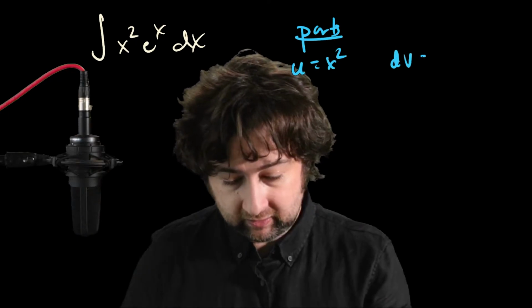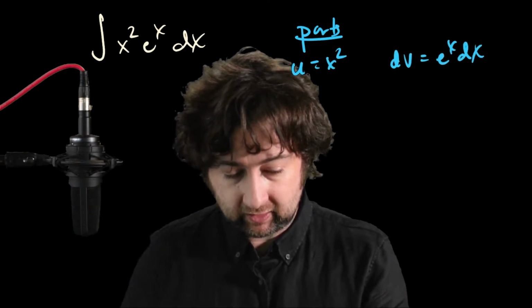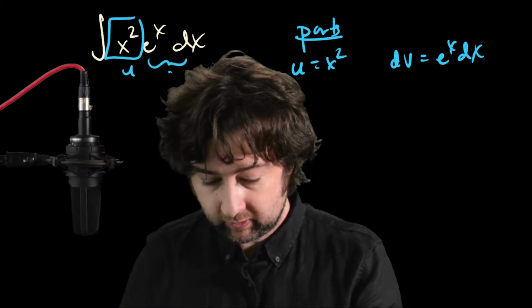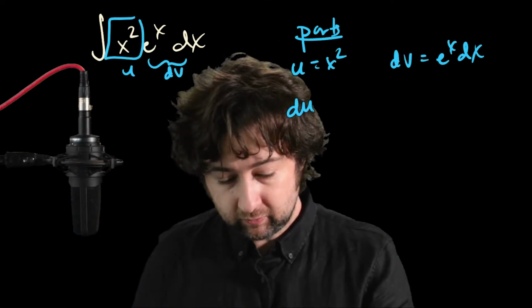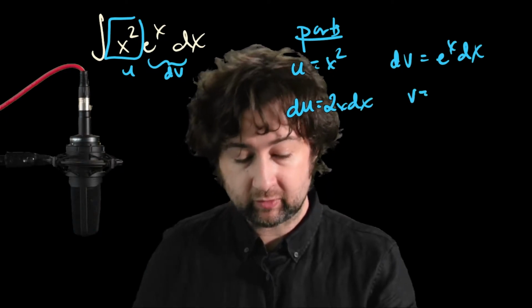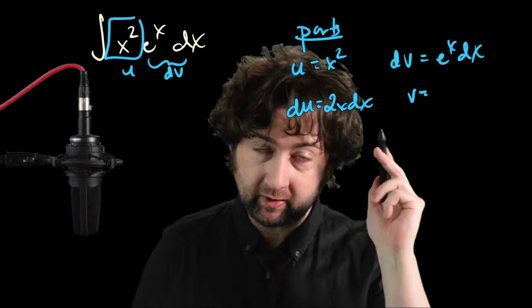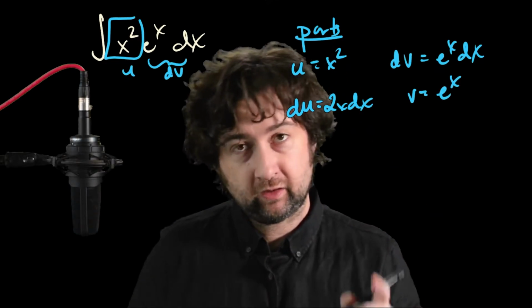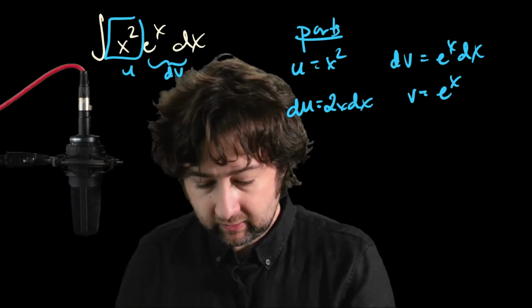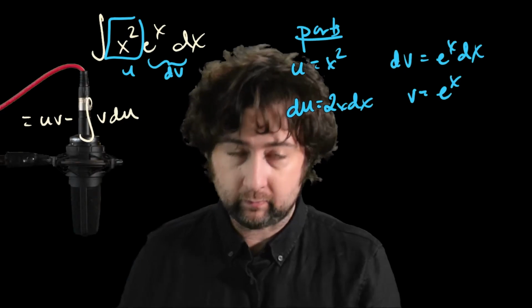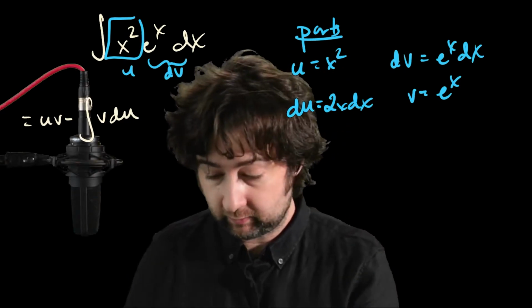I'm going to let u equal x squared, and I'm going to let dv be equal to e to the x dx. So this part is u, and this part is dv. du is 2x dx. And v, remember, you get from dv to v by integration, e to the x. The formula says that this integral should be equal to uv minus the integral of v du. So let's just substitute in and see what we get.